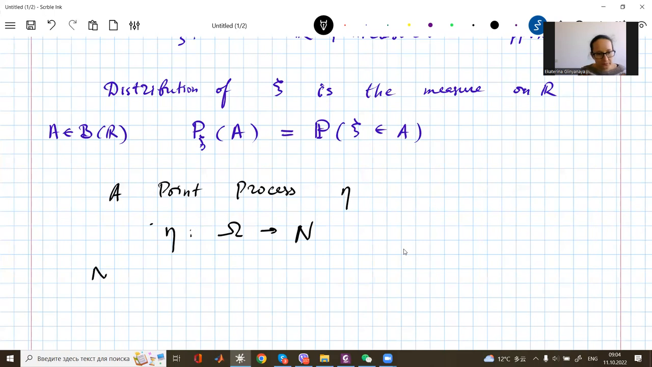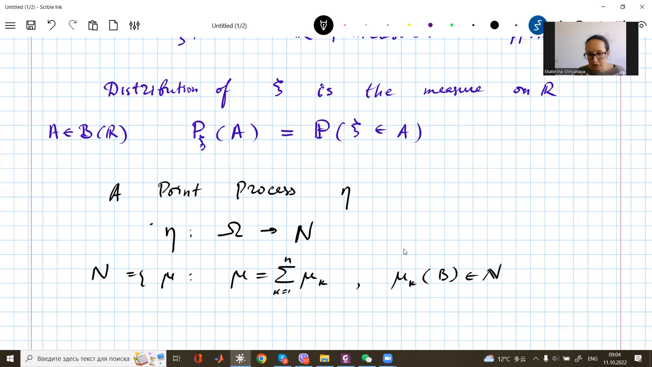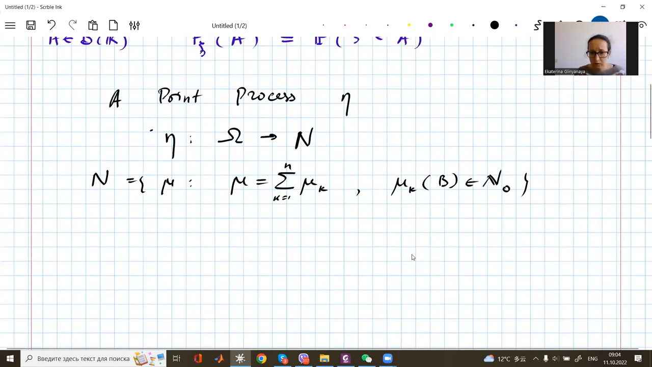So this is the space of measures mu that can be represented as a sum of measures mu k from N, where mu k is such a measure that on every subset of the space it has integer values or zero. So we consider such a definition for our space of measures. Here k goes from 1 to n, and B is a subset of the space.